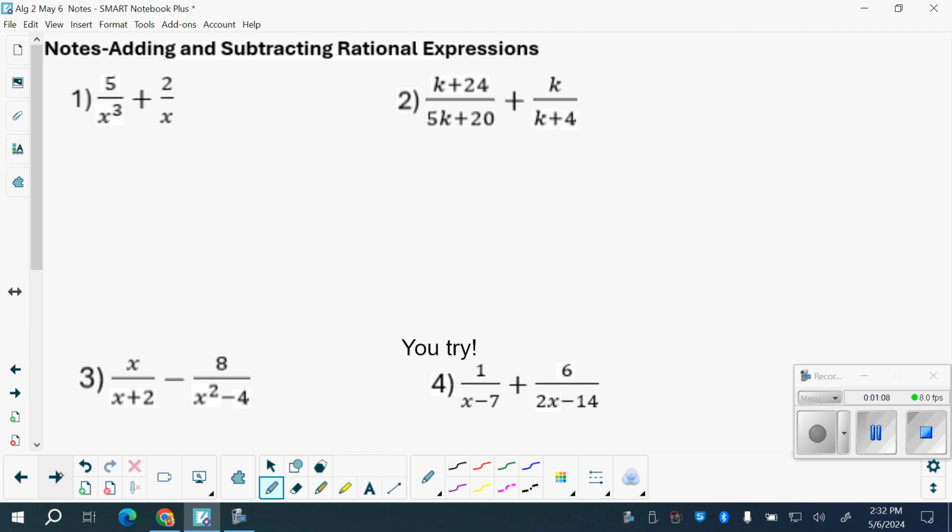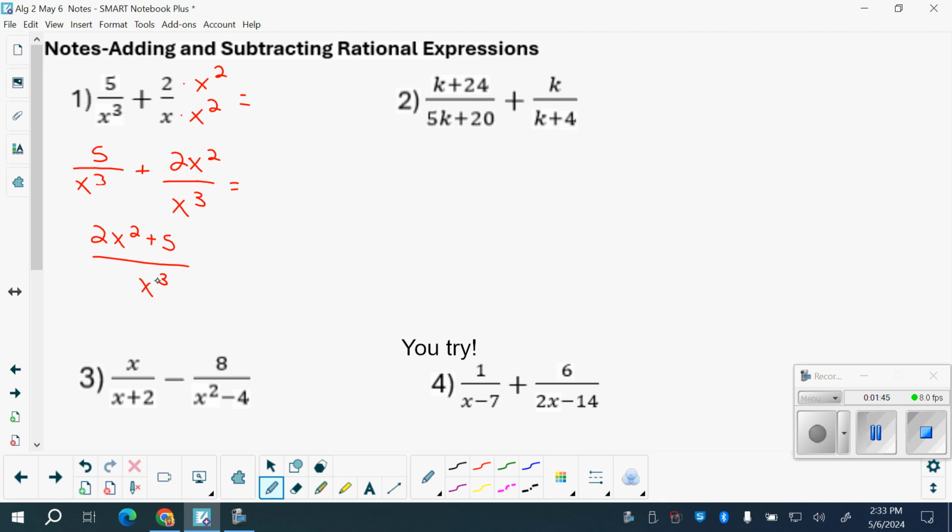Okay. So our least common denominator is going to be at least as big as the bigger one. So it's x to the third. So what do we multiply this numerator and denominator by? X squared. So we get 5 over x to the third plus 2x squared over x to the third. And then we add them together, and we get 2x squared plus 5 over x to the third. And that's going to be our final answer.